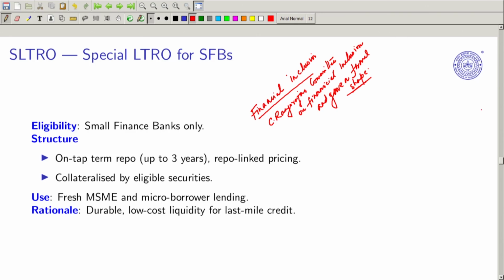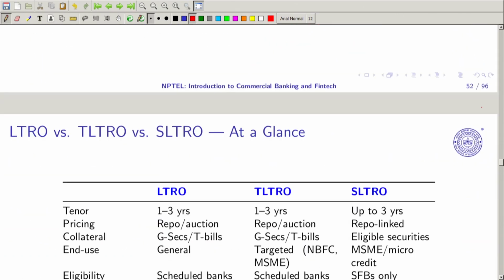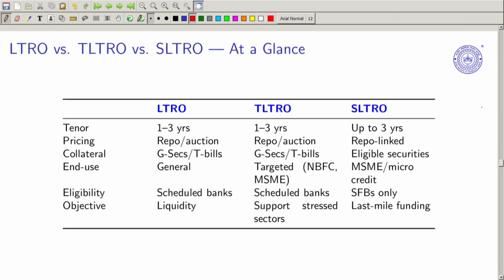So this also helps in understanding it, and this gives the summary of all these measures that we mentioned. One is called the long term repo operations, then targeted long term repo operations, and special long term operations. You can see 1 to 3 years is the tenure, right? Tapping means that you borrowed in 1 year, then you can also go in the second year and third year. So up to the third year you have this particular option available, and it happens through auction, right?